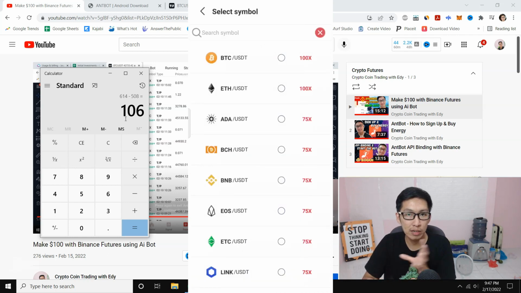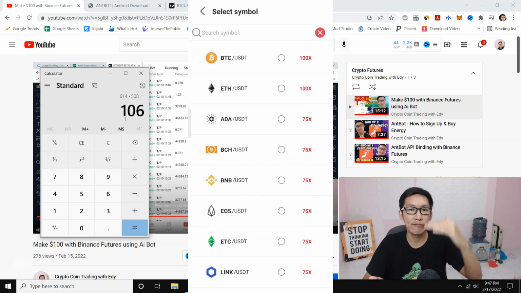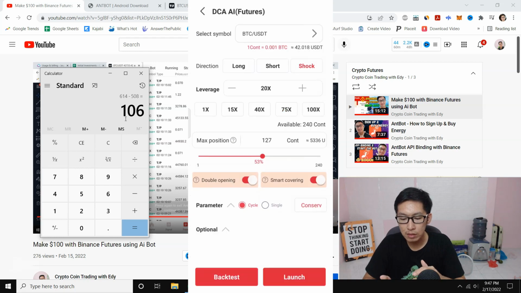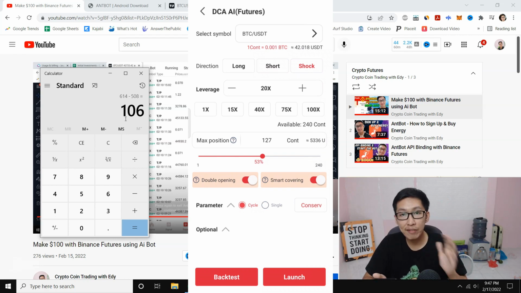Now if you are a beginner, choose a coin that is less volatile with big market cap. Coins like BTC, ETH, ADA, BCH, BNB, Ethereum. These coins have big volume, so the fluctuation is not as much. This is so much safer. And then direction, just choose short. It will open up 2 directions. And then leverage, if you are still new, the maximum leverage is going to be 20. If you have more experience, you can go higher if you want to.